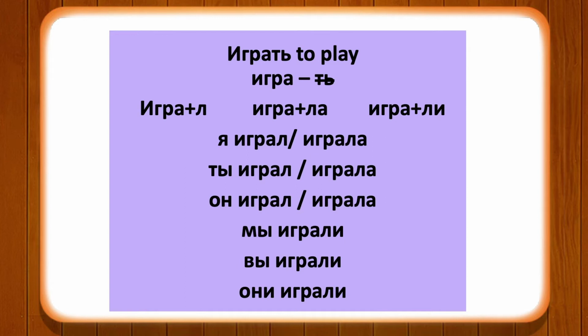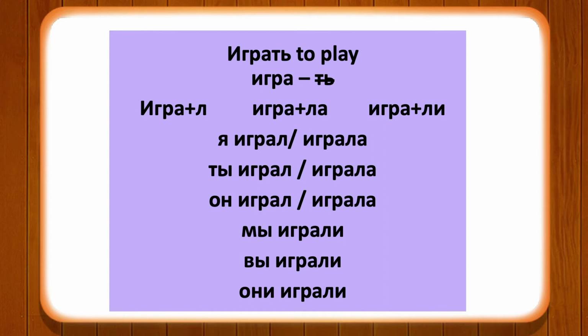Let us use the forms with the pronouns. Ya igral, it means I played or I was playing. Ti igral, it means you played or you were playing. On igral, it means he played or he was playing. Mi igrali, it means we played or we were playing. Vi igrali, that means you played or you were playing. Ani igrali, it means they were playing or they played. These are the masculine forms and plural forms.